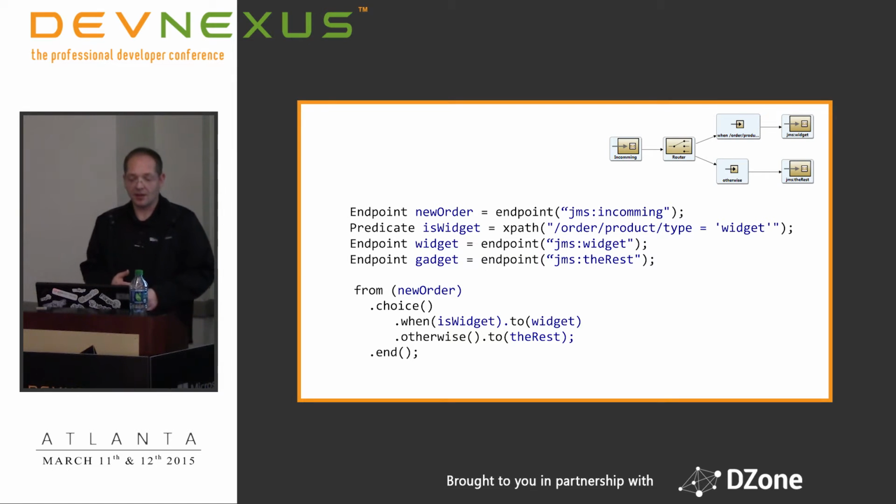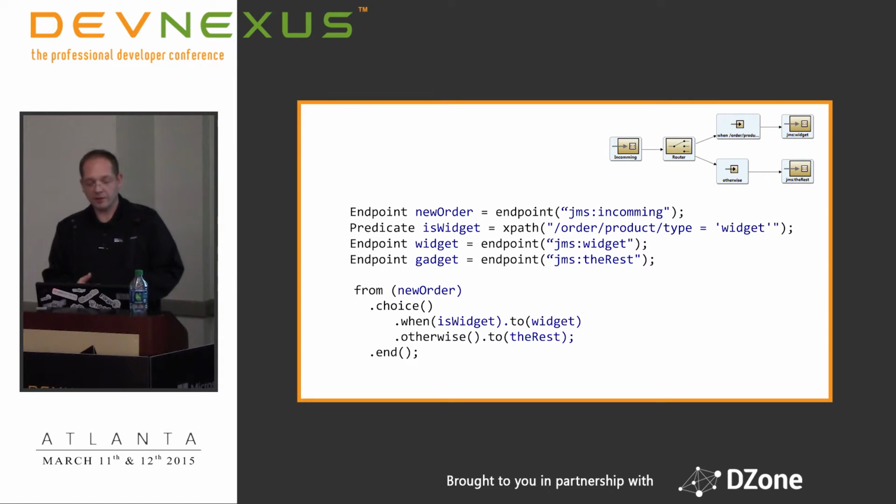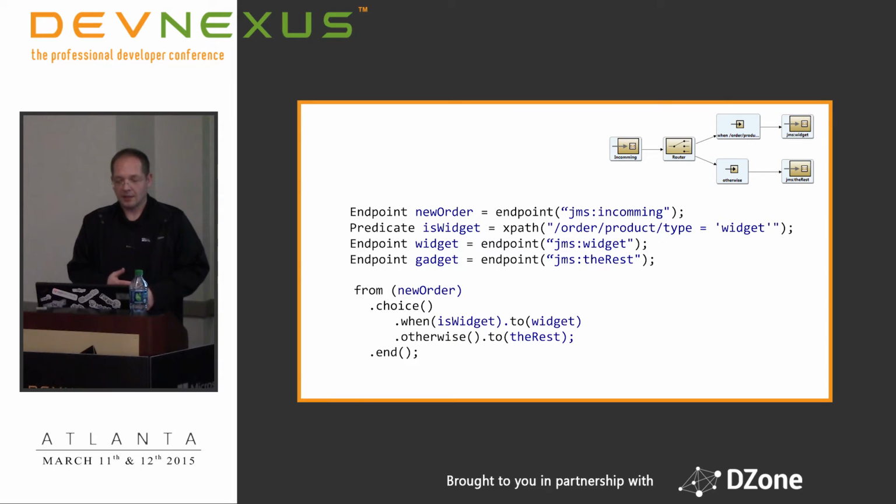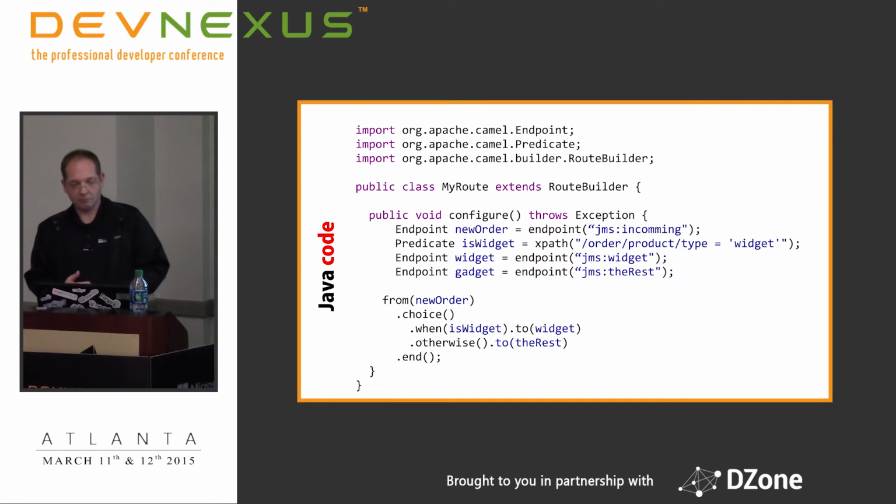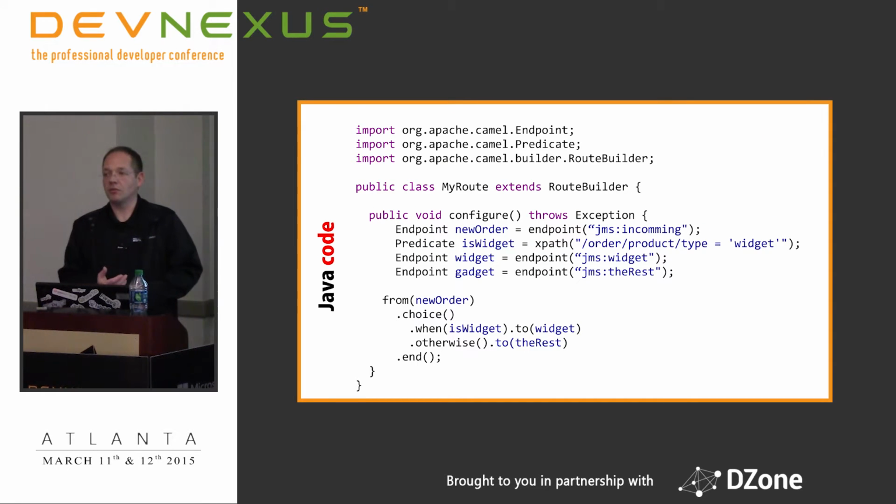In this case, we need the new order endpoint, which obviously is a JMS queue. We need to decide where the router can check if the payload is a widget or not. So in this case, it's an XPath expression. And of course, we need the other two endpoints, so widget and the rest. That's it. Just some more imports, and you have your first Java DSL-based Camel route.